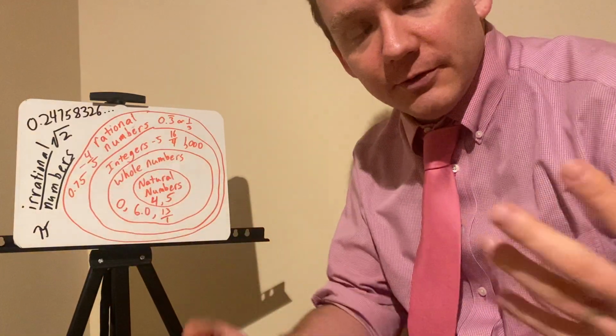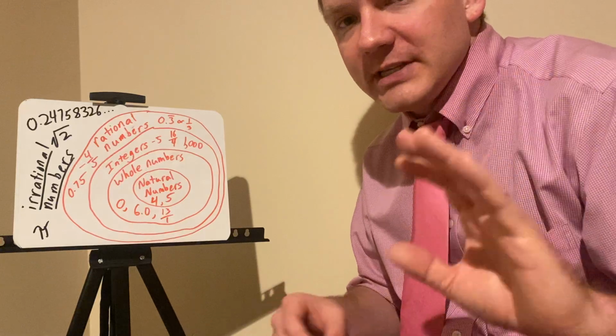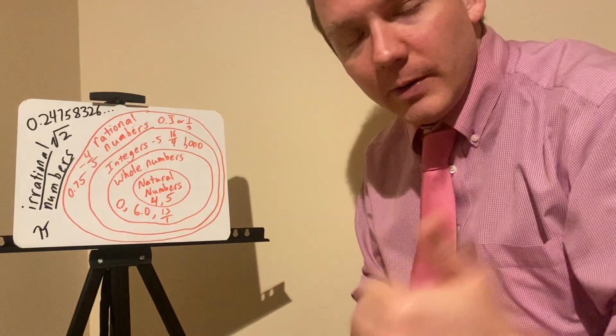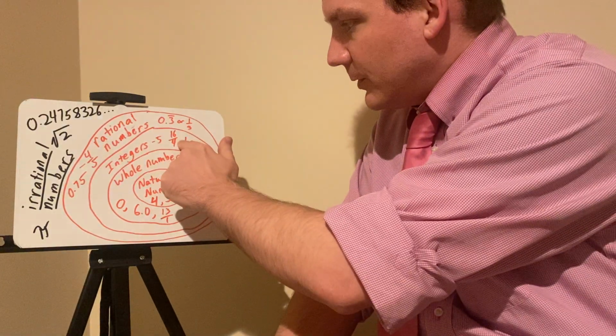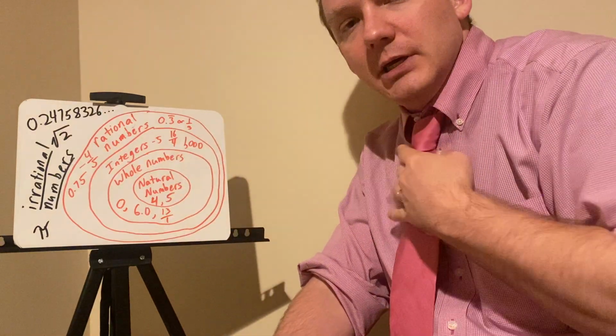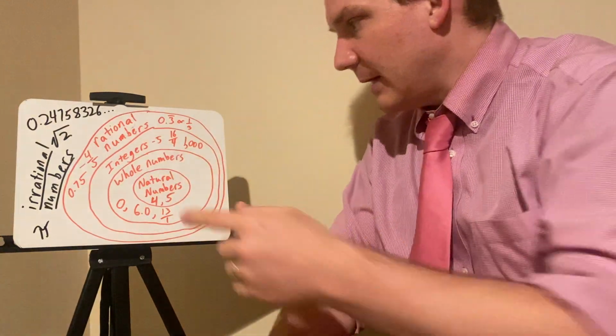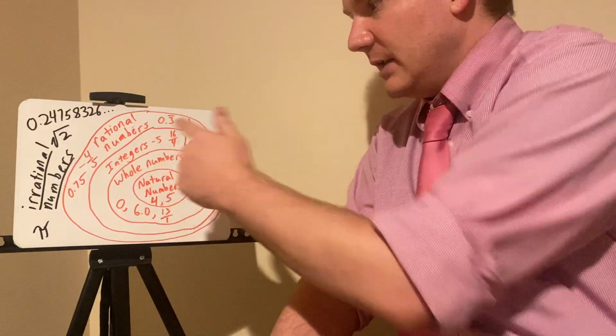Integers, however, gets rid of your fractions and your decimals, and it always has to be a whole number, but it can be 0 and it can be negative. So for example, 16 fourths, which is actually equivalent to 4, that would be an integer. And also you can have negative numbers here.